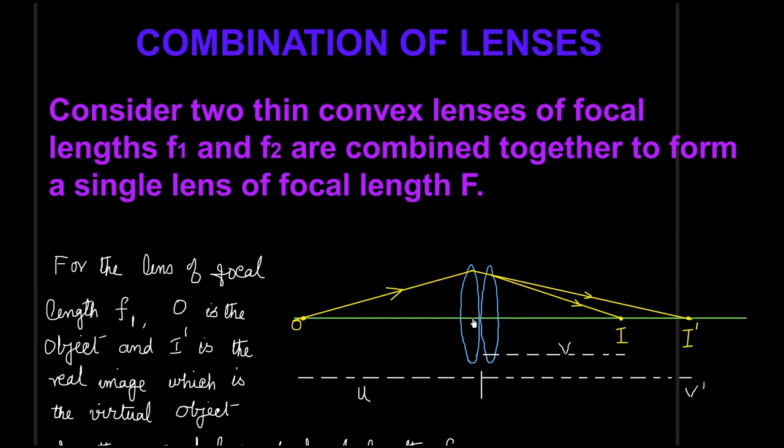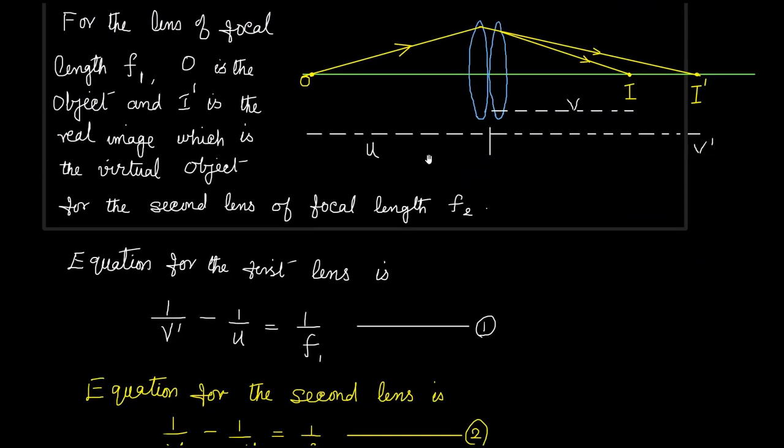For the lens of focal length f1, O is the object, I dash is the real image. Thus I dash is the virtual object for the second lens of focal length f2 and I is the final image for the second lens.